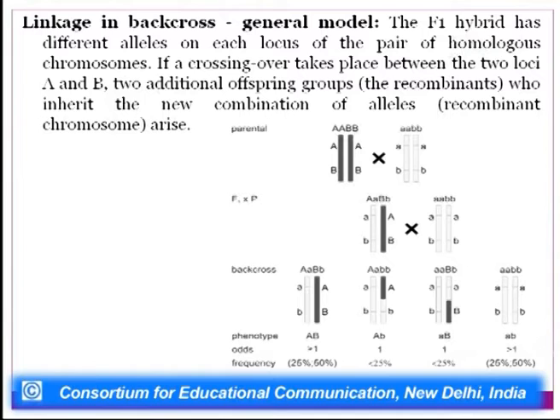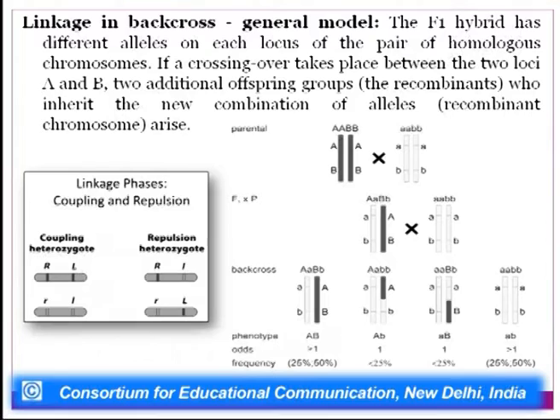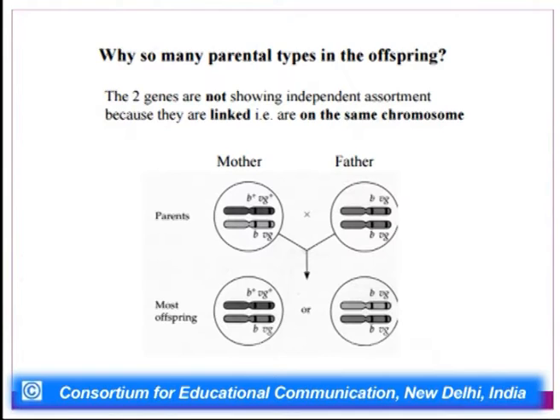The linkage phases are coupling and repulsion. Coupling is when both dominant alleles are present on one of the chromosomes, and repulsion is when there is one dominant and one recessive allele present on one of the chromosomes. So, why were there so many parental types in the offspring? The two genes are not showing independent assortment because they are linked, that is, they are on the same chromosome.